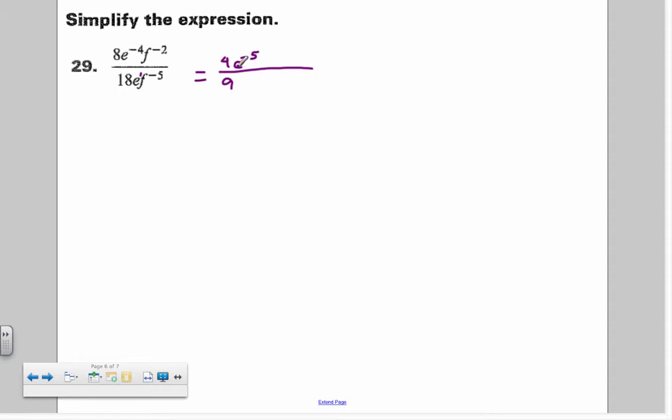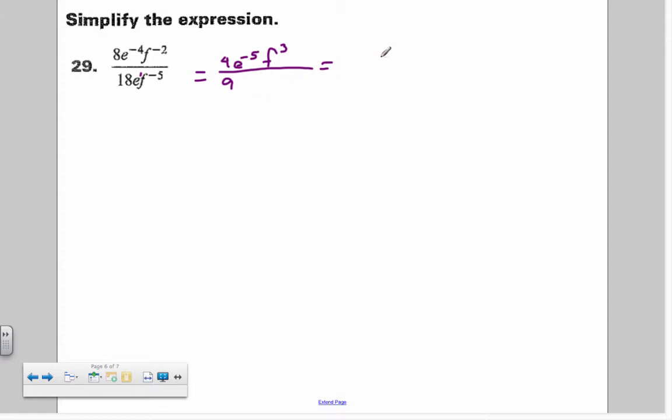The next one I have, again, the f's. I have negative 2 and then I have negative 5, which becomes negative 2 minus negative 5, which is a positive 3. So this is f to the 3rd power. Negative 2 minus negative 5 is a positive 3.